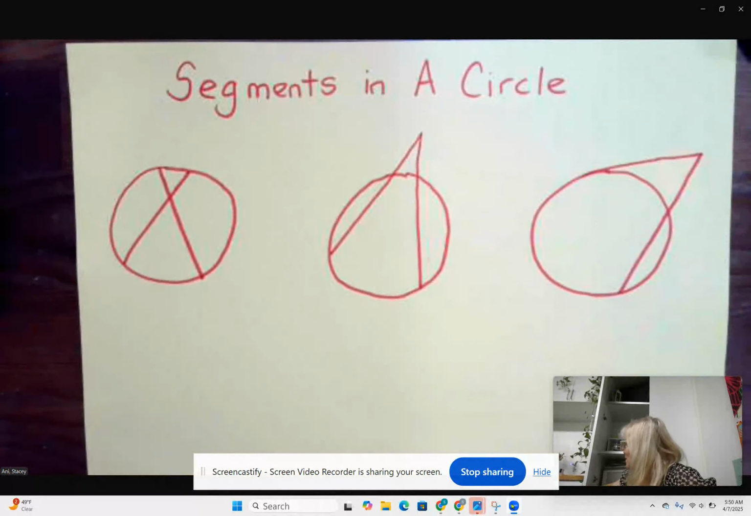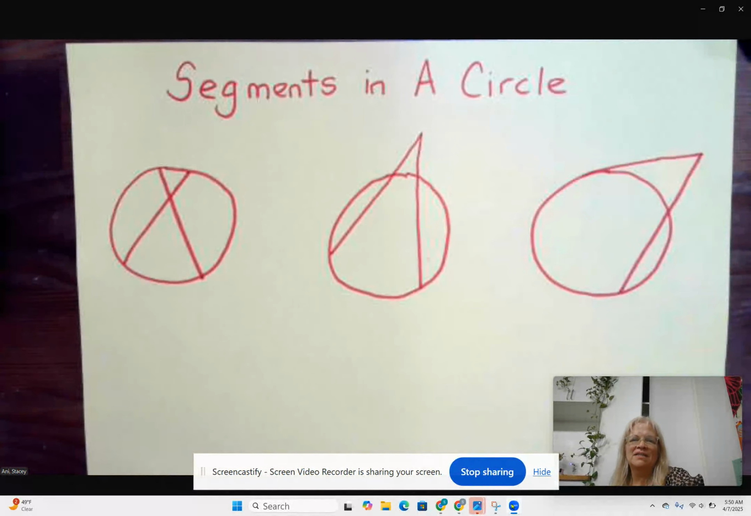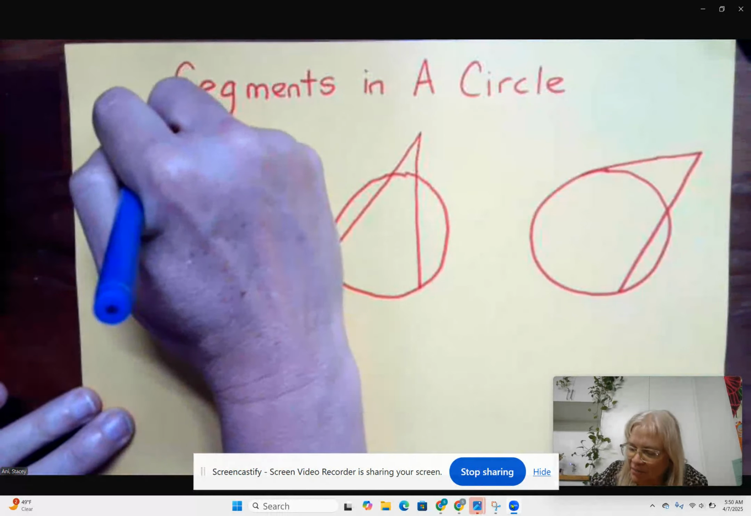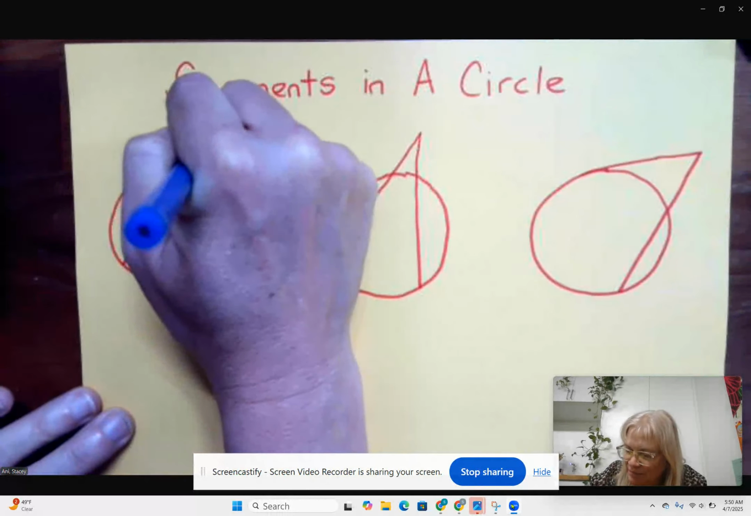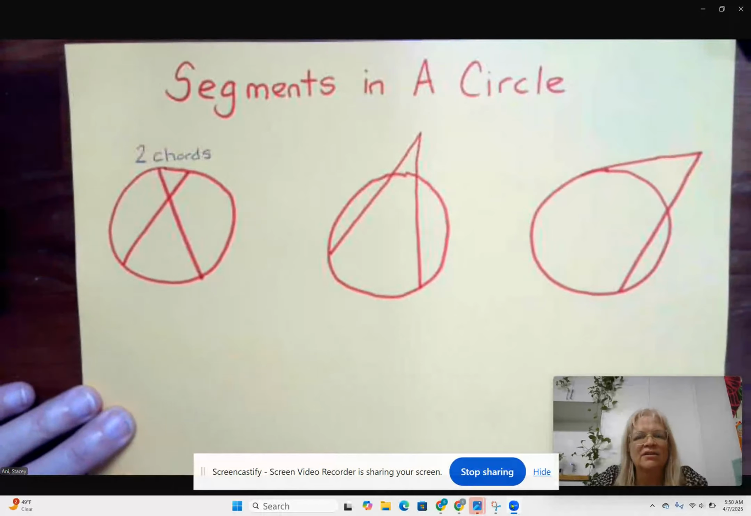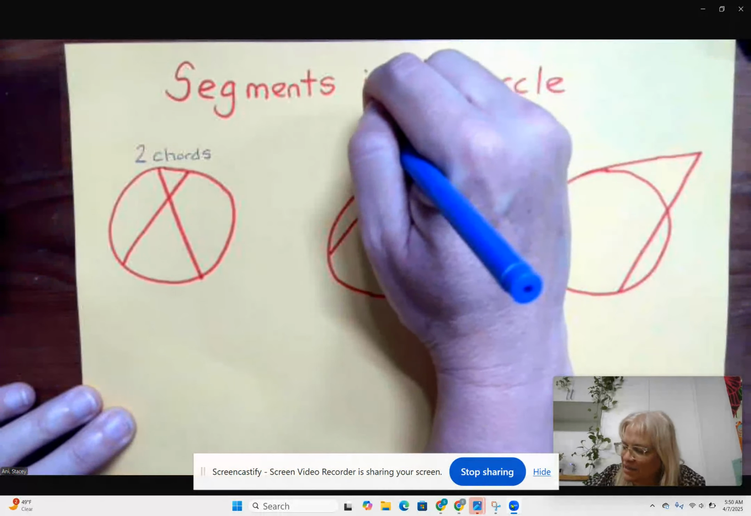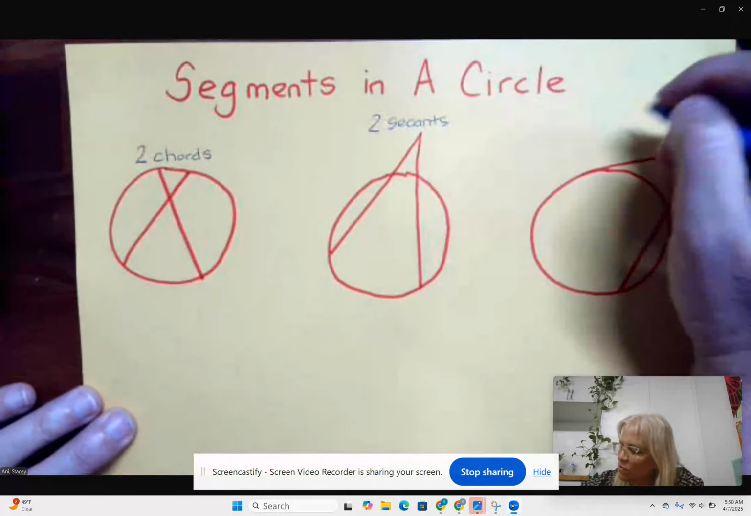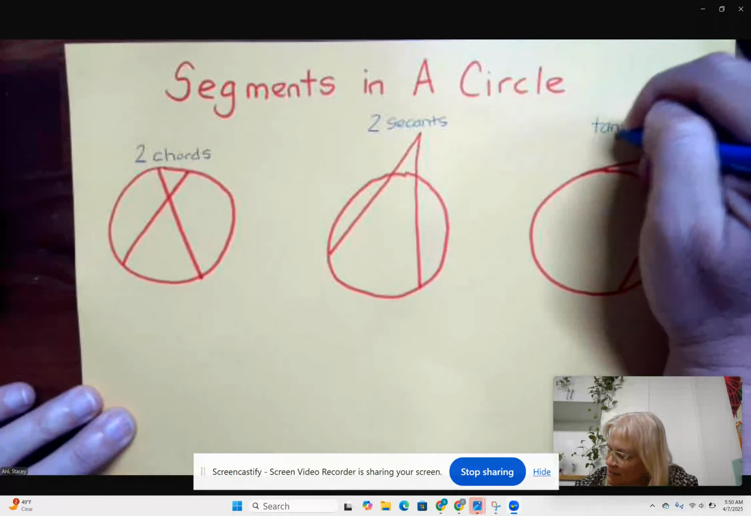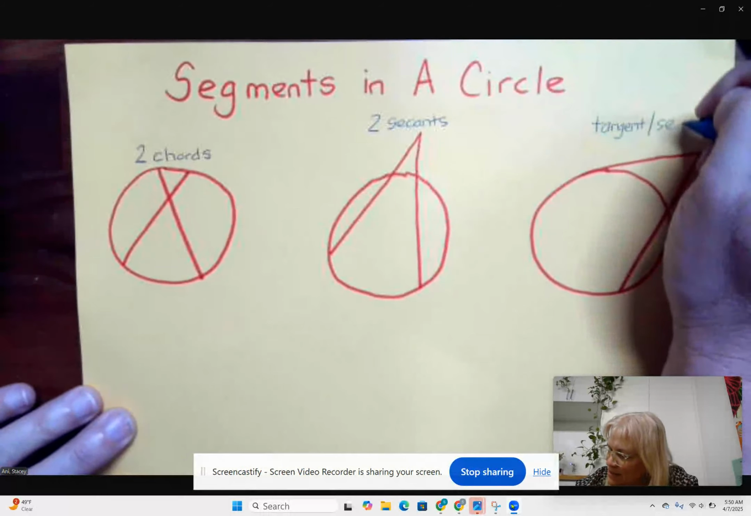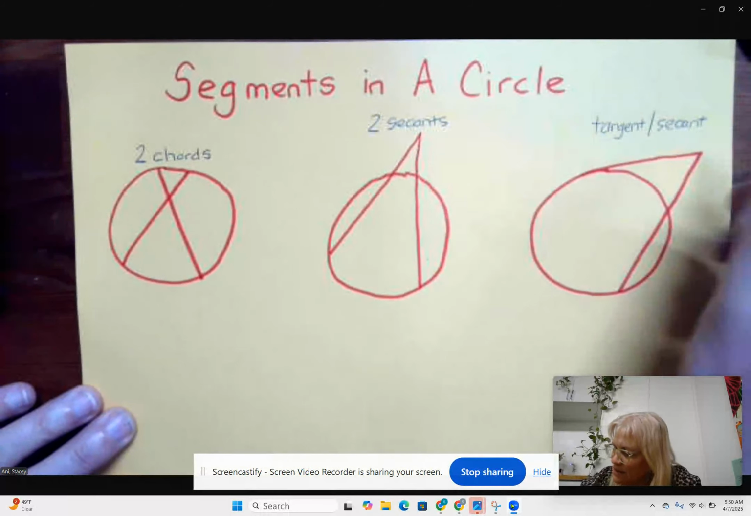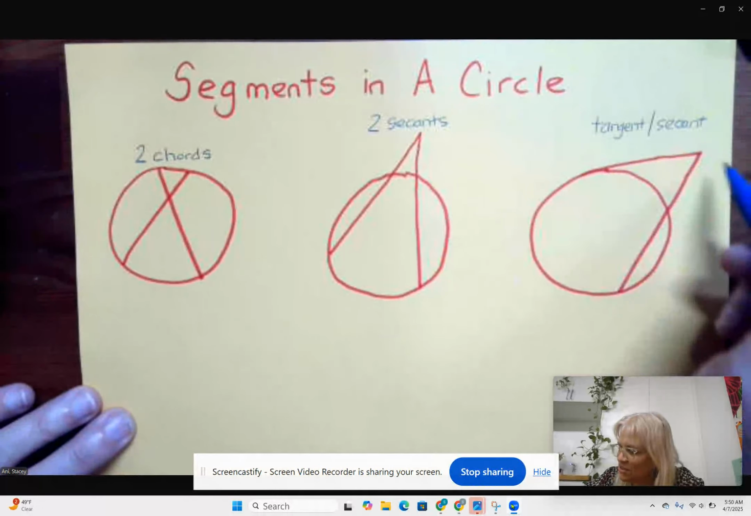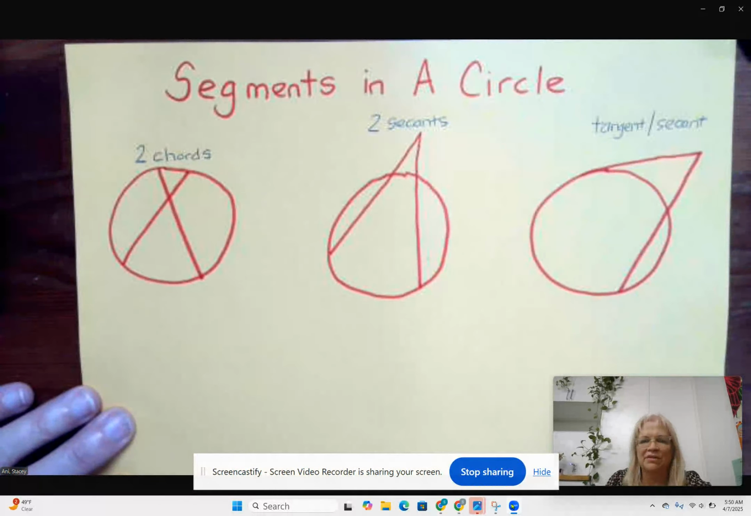Hello, this is for our level 4, and now we're going to talk about segments in a circle. So here are three possibilities you can have. You can have two chords that are intersecting in the circle. You can have two secants that are intersecting in the circle, or you can have a tangent and a secant. So here's your tangent, it's just touching the circle, and here's your secant slicing all the way through the circle.